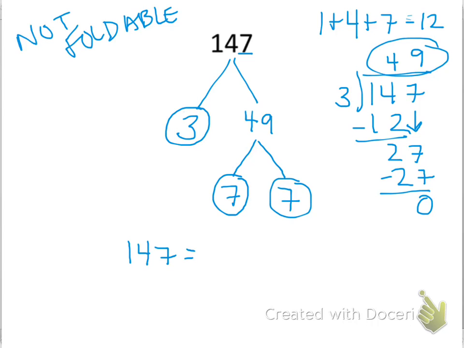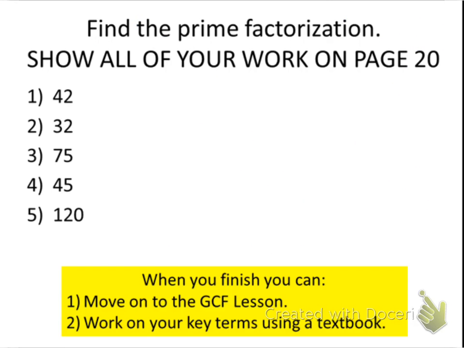147 is equal to 3 times 7 times 7. I wrote the 3 first because it is my smallest prime number. Then I wrote the 2 7s because they're my other two prime factors. And I wrote 2 of them because there's 2 in my problem. Those are all my examples.